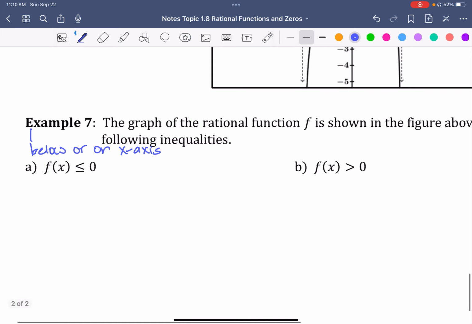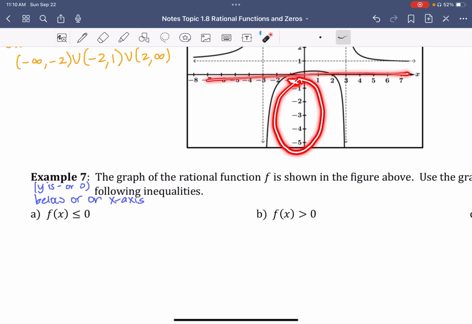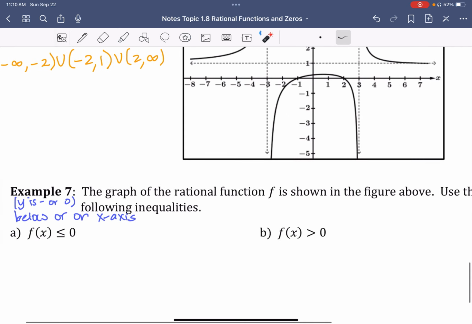Okay, and then if it helps you to think of it as y is negative or 0, you can think of it like that as well. It's the same thing because below the x-axis is where your y values are negative, where they are less than 0. And then on the x-axis, they are exactly equal to 0. So what I'm going to do first is locate my zeros, which are at -1 and +2. And I'm going to trace in this blue color everything that is below the x-axis where the y values are negative.